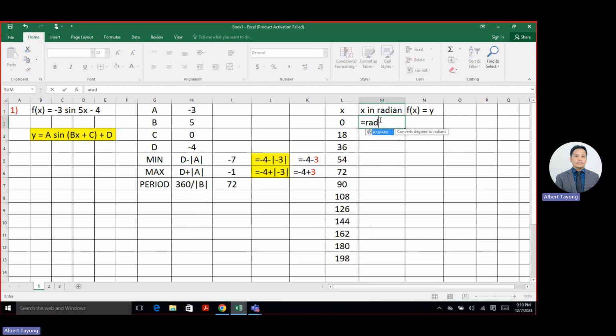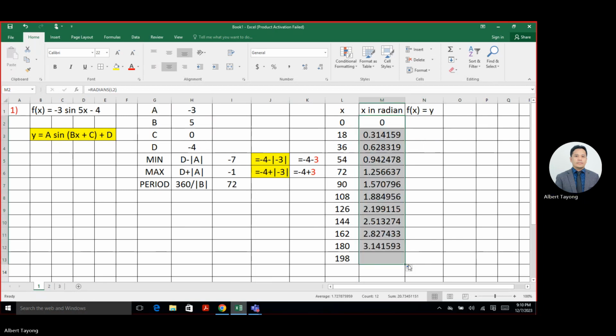So here equals radians of this. We start with the first only and drag it down. So we have converted all our degrees into radians. Okay, so 180 is equal to pi, 3.14159 something. Now to solve for our f of x, our y, we have to follow this function.